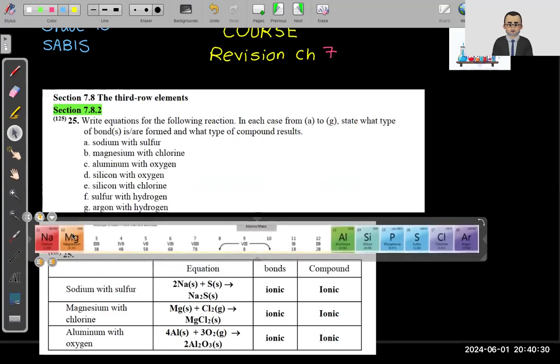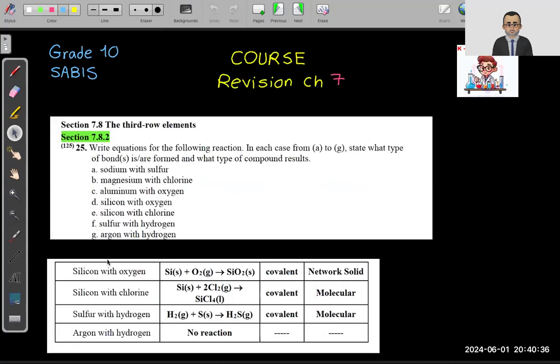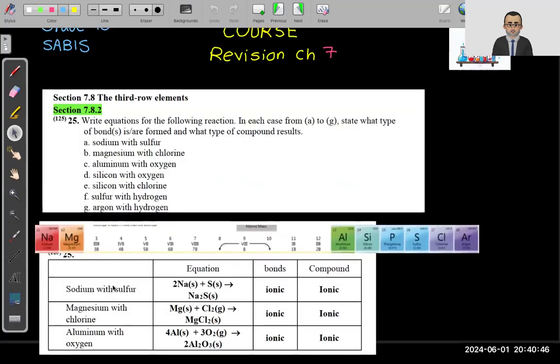The second one, he reacts magnesium with chlorine. The third one, aluminum with oxygen. And the fourth is the reaction between silicon and sulfur and argon. Why is he picking these questions exactly? Why is he reacting sodium with sulfur, magnesium with chlorine, aluminum with oxygen? Actually, we are required to know more reactions than that, but the ones that he has brought in the question are only a few chosen ones.